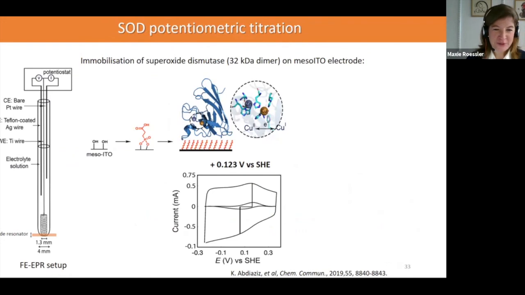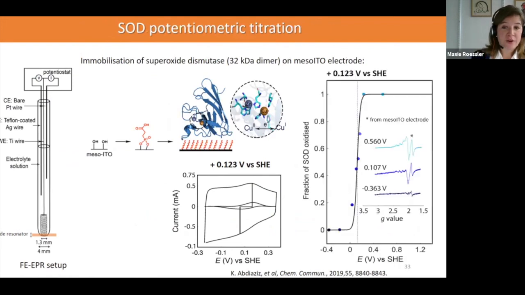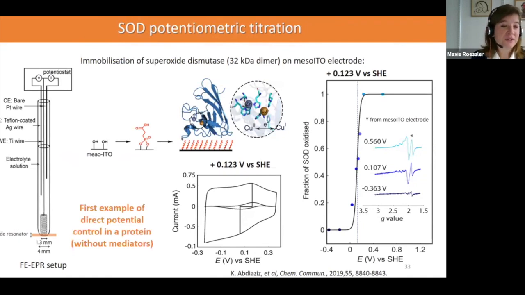So we then, of course, had to show the applicability to a protein. So again, we chose something fairly simple, a copper zinc superoxide dismutase, for which the electrochemistry and the EPR is well known. And again, we got excellent potential match here in the cyclic voltammogram and the corresponding film electrochemical EPR titration. So what this showed us is that we have a first example of direct potential control of a buried center in a protein without using any mediators, using our technique, which is really what our first mission was.